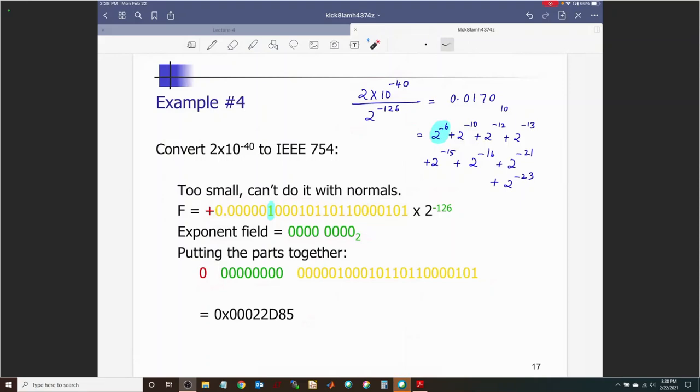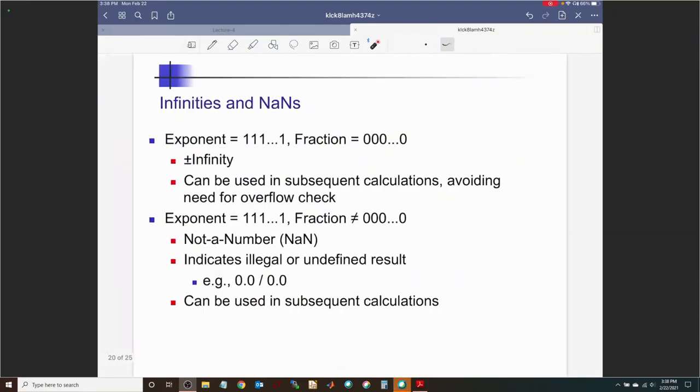All right. Let's talk about some special cases. Infinities and not a numbers. How do you deal with that? Well, the bottom line is you have got 3 fields, right? There you have got a sign field, an exponent field, and a fraction field.